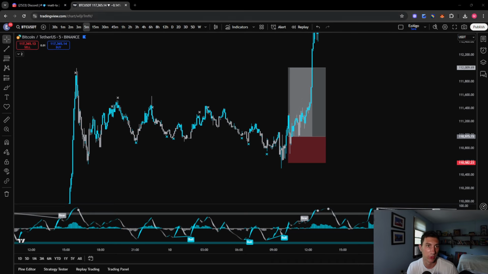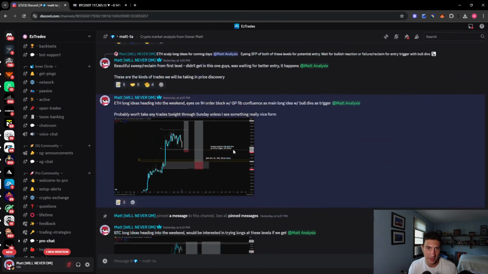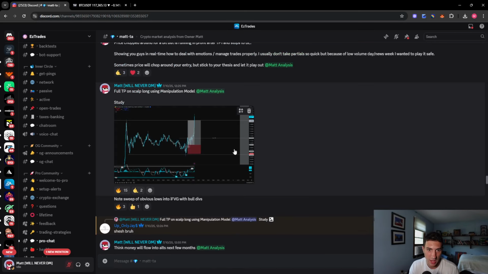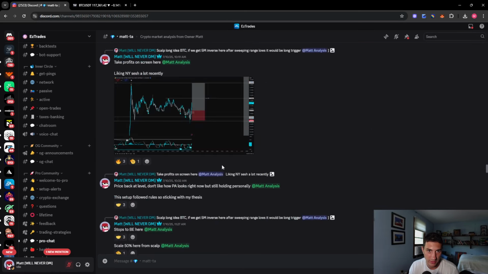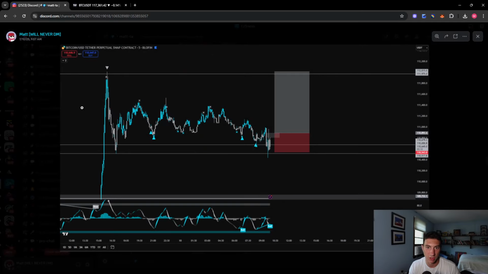As always, for proof, I did call this in advance inside of the Pro Discord as well. Let me see. Where did I say that I was long? I post my thoughts every day here. Okay, so wait, that's the take profit. Okay, here it is. Scalp long idea: if we get a 5-minute inverse here after sweeping range lows, it would be the long trigger.